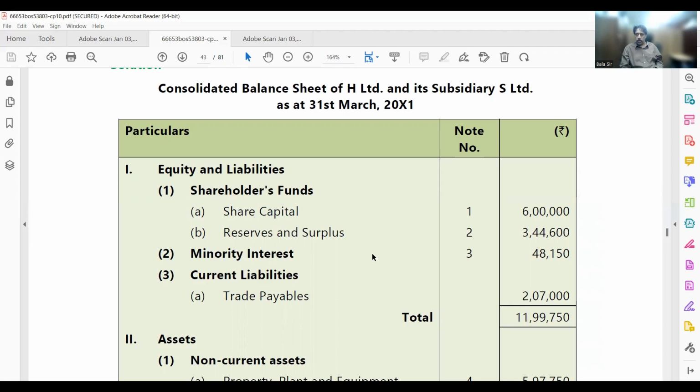One more rule I forgot. You'll never show my investment 1,60,000. Why? It has been taken for computing goodwill. Yes, sir. Proceed now. 1 lakh rupees. 6 lakh. Next. B, reserves and surplus.